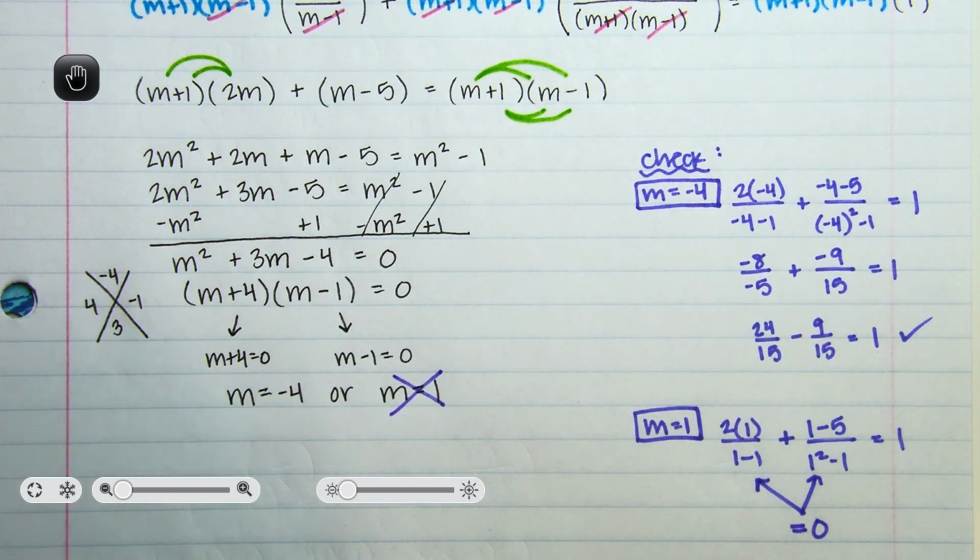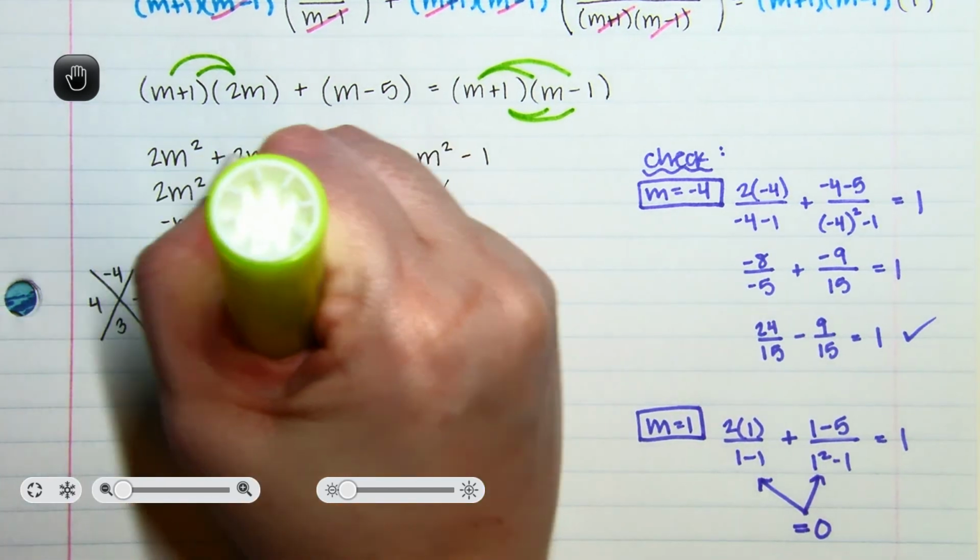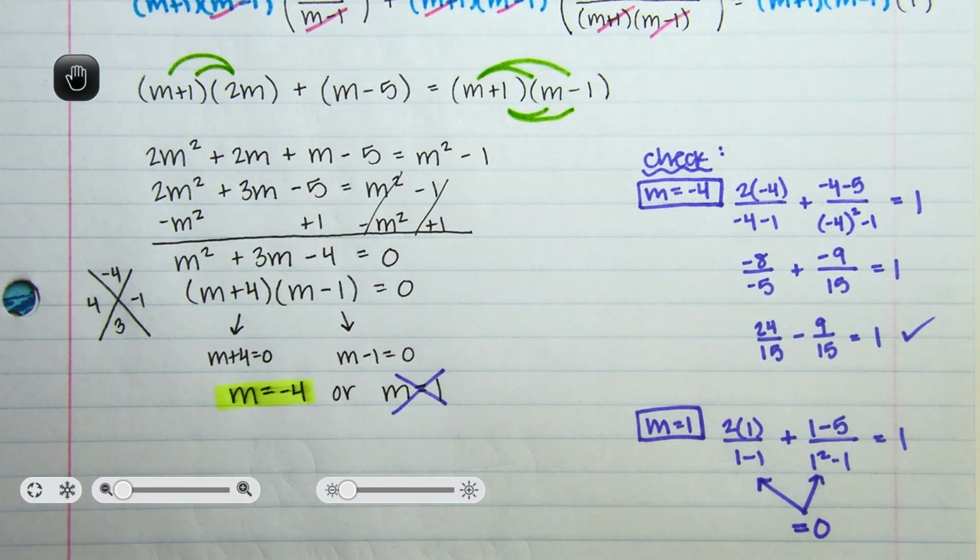So only one answer works. So even though we got 2 that looked like they worked and looked like they were our answers, m equals 1 was the extraneous solution and does not actually work when we plug it back in. That's why it is so incredibly important to check for your extraneous solutions, because sometimes you'll get lucky with the last example and they both work, but sometimes you don't get lucky and they do not both work.